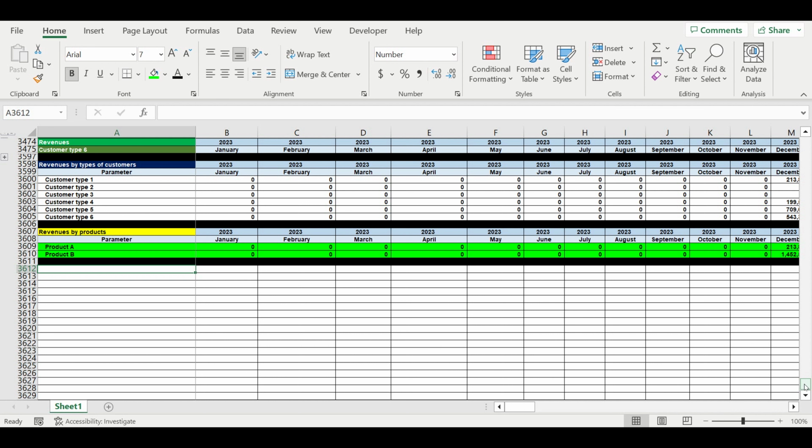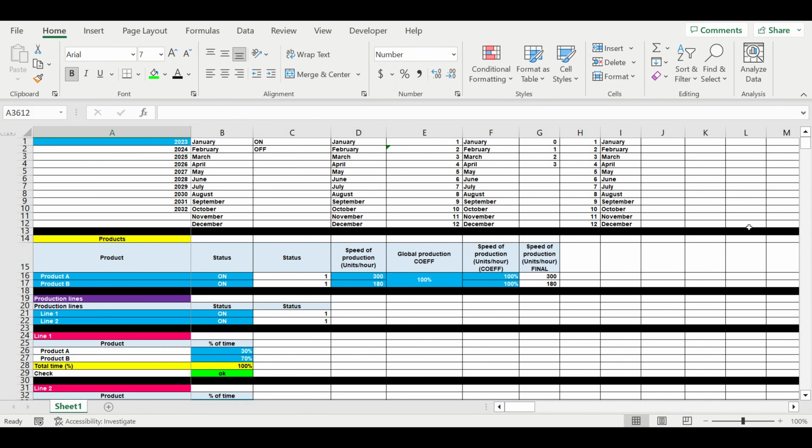So first of all, let's go up. I will show you what we already did. Blue colors are the inputs. We have two products, product A and product B. We can switch these products on and off from calculations.